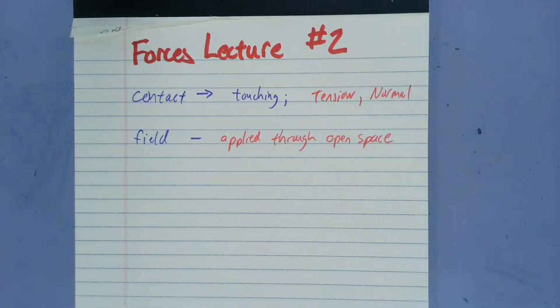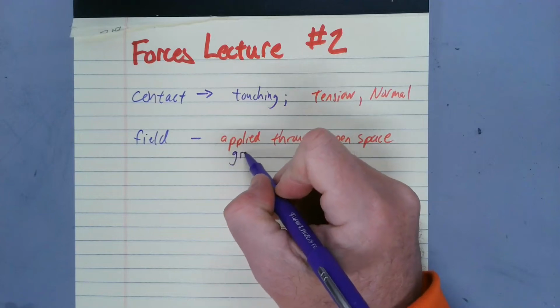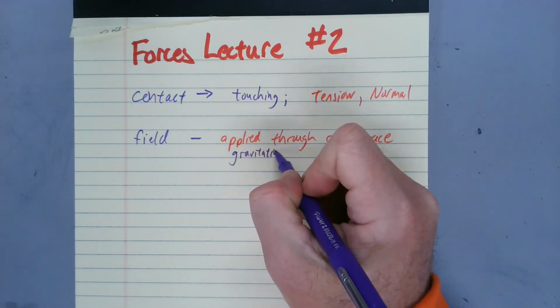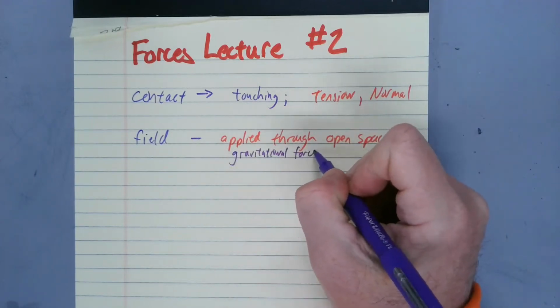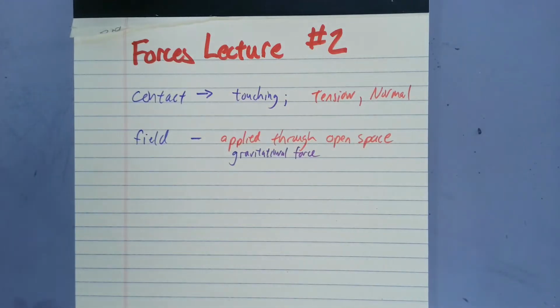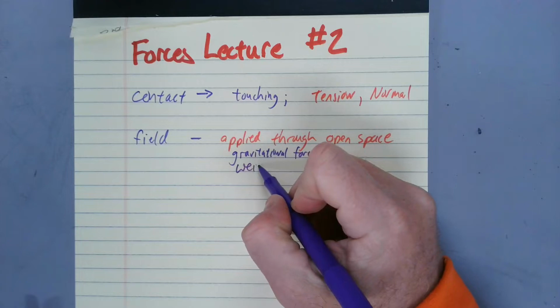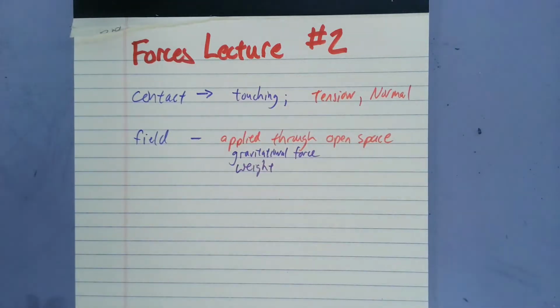Now, some examples of field forces. One is gravitational force. We know that the Earth has gravity and it exerts a gravitational force and it pulls in things like asteroids. Well, they're not touching the asteroids. Therefore, gravitational force is a field force. And by extension, so is weight, because weight is the effect of the gravitational force on an object.